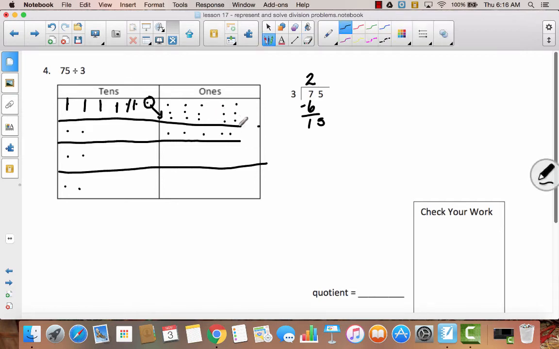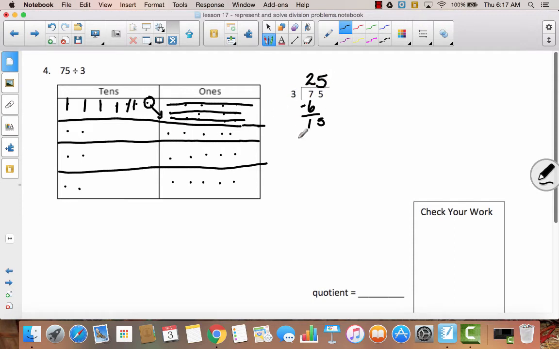1, 2, 3, 4, 5. And then I can do 1, 2, 3, 4, 5. And 1, 2, 3, 4, 5. So I used this group of 5, this group of 5, and this group of 5, and I had no remainders. So when I took 15 and divided it by 3, I ended up with 5 in each group.